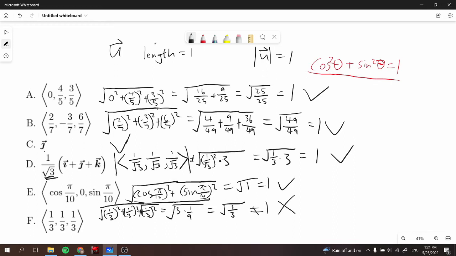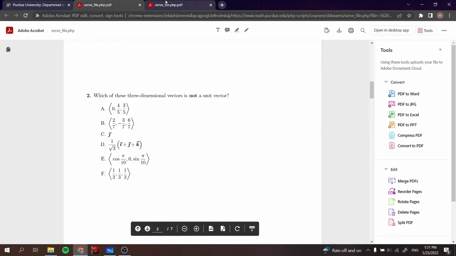So although it has 3 of 1/3, you think that's going to be a unit vector because it adds up to 1. But if you really do the distance formula here, you will see that it ends up not being equal to 1, and that will be our answer. So F.